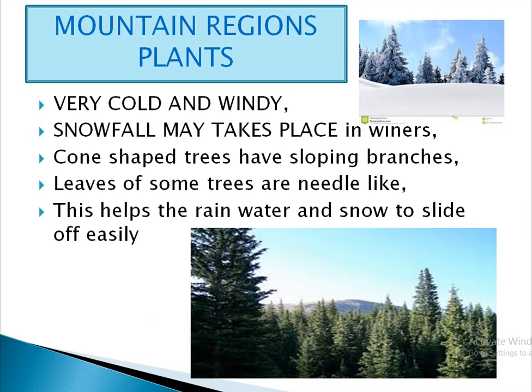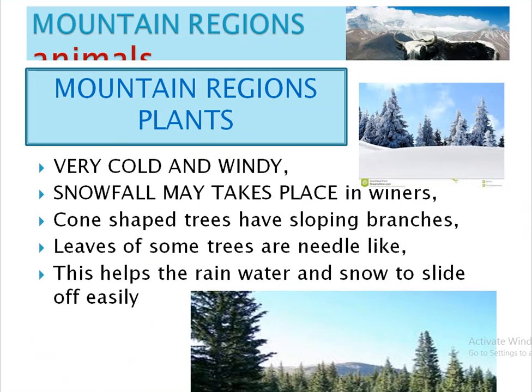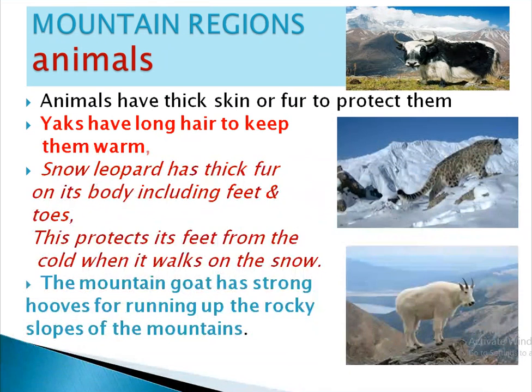Animals living in mountain regions are also adapted to these cold surroundings. As we go up the mountains, the surroundings change and we can see different adaptations at different heights. Some examples of animals living there are the yak, snow leopard, and mountain goat. In the case of the yak, they have long hair to keep them warm. The snow leopard has thick fur on its body, including its feet and toes. This protects its feet from the cold when it walks on the snow. And what about the mountain goat? It has strong hooves for running up the rocky slopes of mountains.